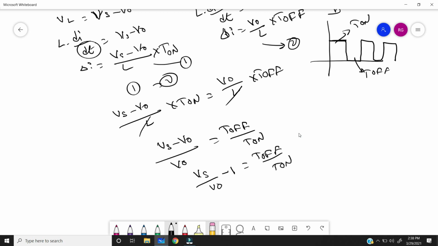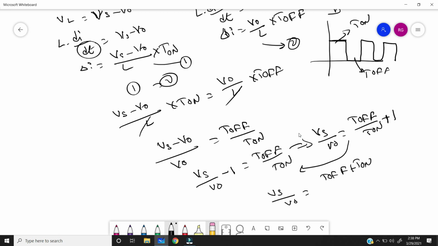And again rewriting this one, Vs by V0 is equal to T off by T on plus 1, right? Now I am getting this one as Vs by V0 is equal to (T off plus T on) divided by T on.